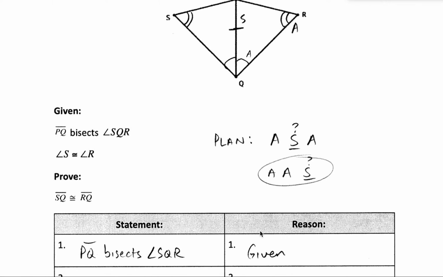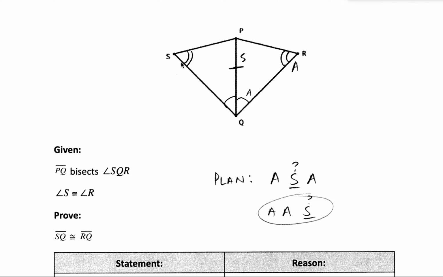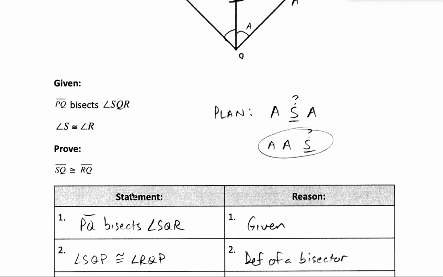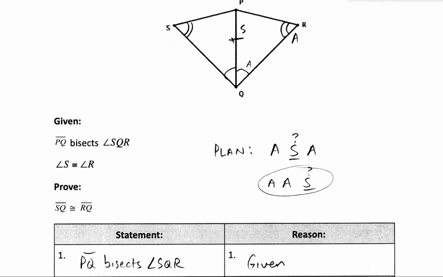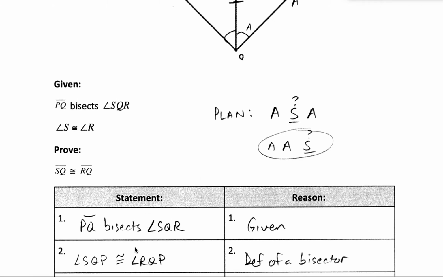Again, that 5-step process tells us we're going to start with our given statement. So if segment PQ is bisecting angle SQR, let's find SQR, vertex of Q. That breaks angle Q up into 2 equal angles. Let's say that those 2 angles are the same using our congruency marks. And then let's state it in our proof. So angle SQP on the left, or PQS, is congruent to angle RQP, or PQR. And the reason they were congruent is because angle Q got split into 2 equal halves. It was bisected, so that's the definition of a bisector.